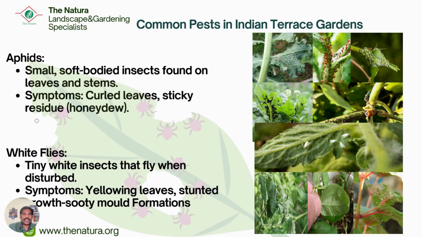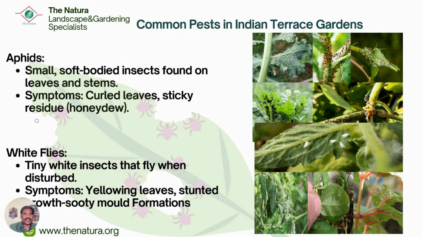Aphids. All aphids are small, soft-bodied insects found on leaves and stems, greenish to yellow or pale green in color, and you can very well see how they are moving. They are sucking the sap and causing the problem. Symptoms: curled leaves, sticky residue. These aphids produce sticky residues, which you can see here. Often ants are moving around to eat that residue. So you can identify how aphids are affecting the plant.